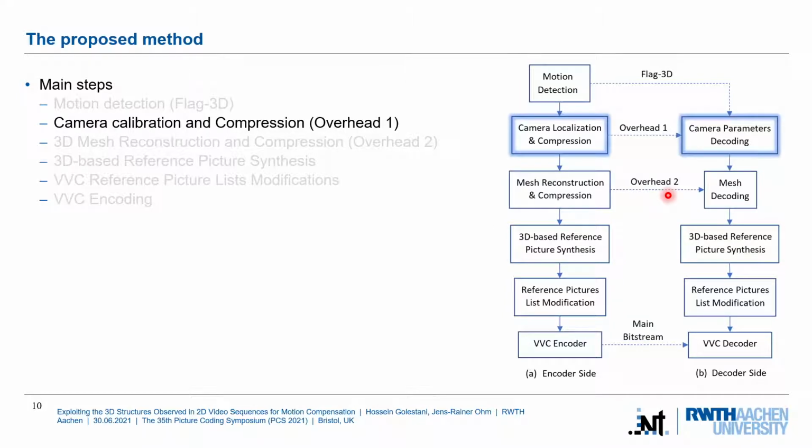The camera calibration is the second step. In this step, we employ structure from motion techniques to estimate intrinsic and extrinsic camera parameters. The estimated parameters are then compressed and sent to the decoder side. Just look at the overhead number 1.